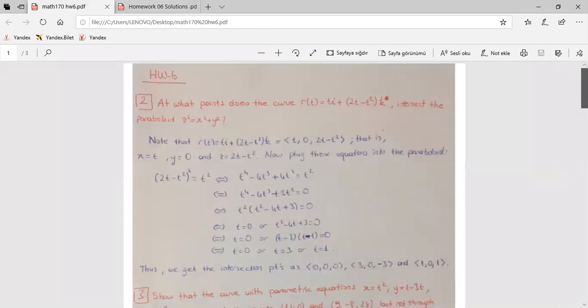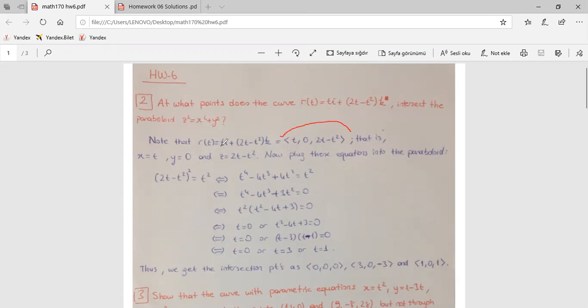Now, we're given the curve r of t, and the paraboloid, of course. We want to find the intersection points of the curve and this paraboloid. We're given r of t in this form, the multiples of i and k. We can write it like this too, of this form.